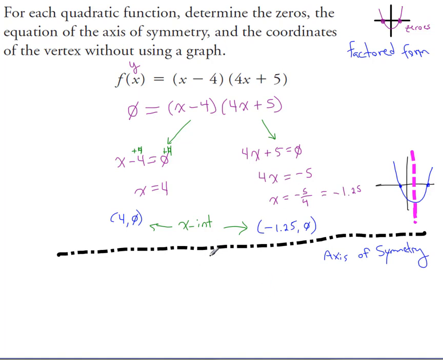So my axis of symmetry is going to be an x-coordinate. I'm going to take my 4 and add it to my negative 1.25. That's going to end up being subtraction, of course, divided by 2. That's going to give me the average in between them. It's going to give me the spot in the middle. So that works out to 1.375. So that's my axis of symmetry.